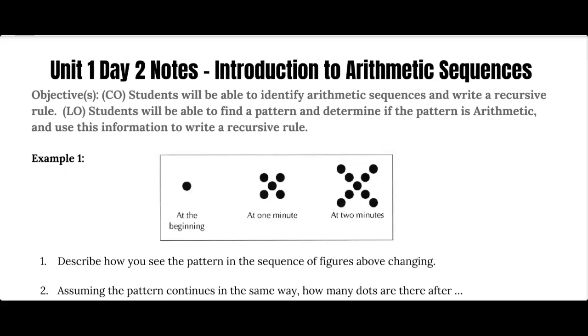Our objective in this video is to be able to identify arithmetic sequences and then write a recursive rule for them. And your learning objective, or language objective really, is that students will be able to find a pattern and determine if the pattern is arithmetic, then use that information to write a recursive rule.